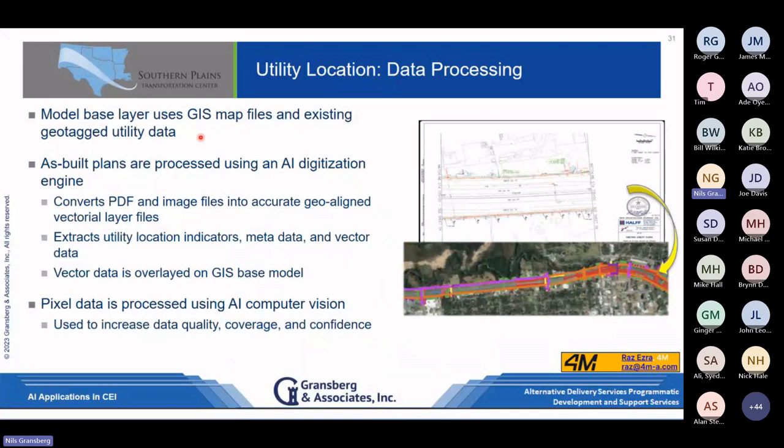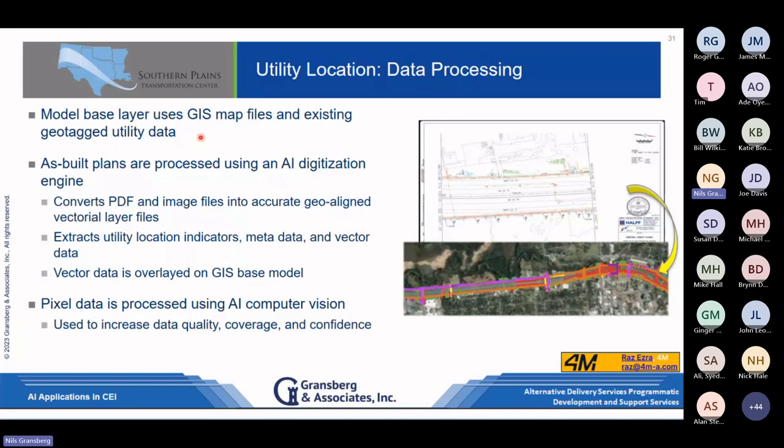And then it builds essentially layers upon that, right? Adds layers to that. They use as-built plans. They have an artificial intelligence algorithm that assists with digitizing that. It's an AI digitization engine that converts those PDFs and image files into geo-aligned vector layer files. So essentially taking anything that's a picture or an image or a PDF and turning that into a vector that's aligned, you know, properly.